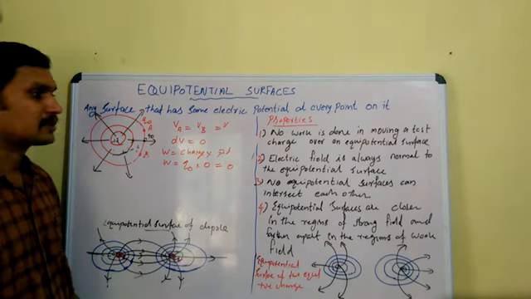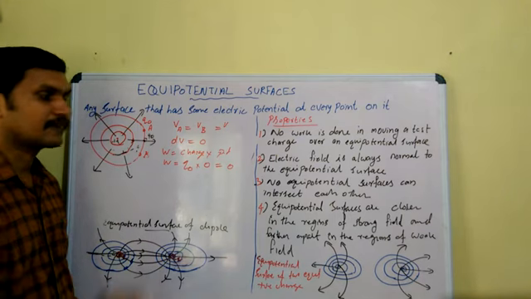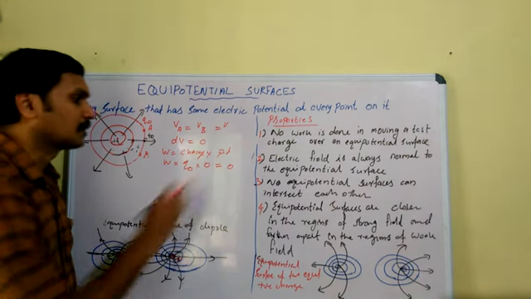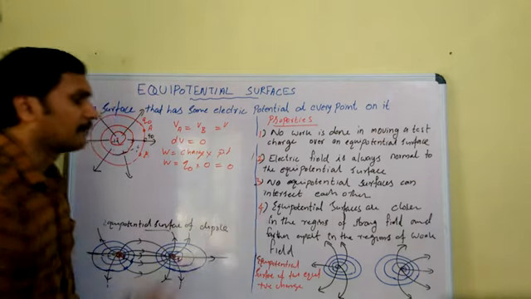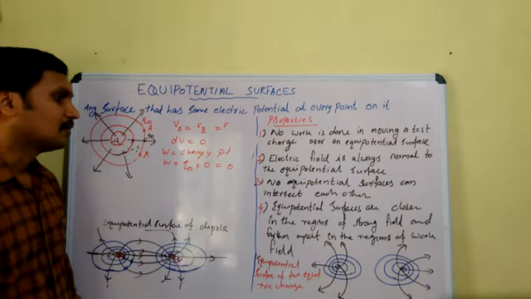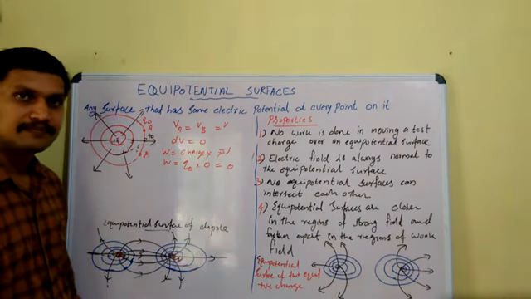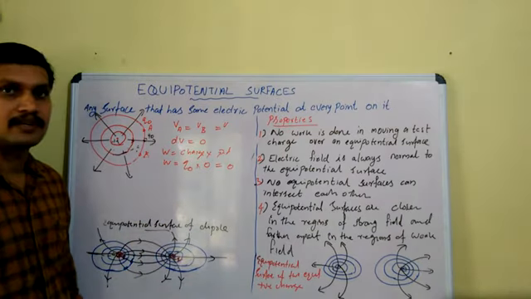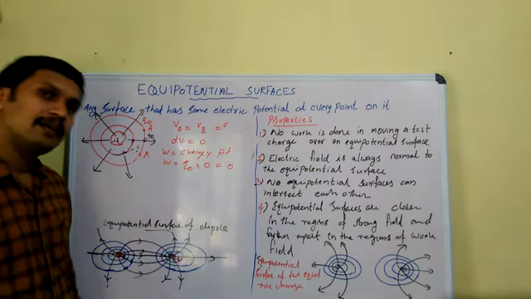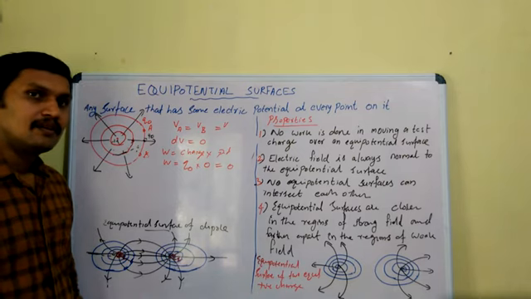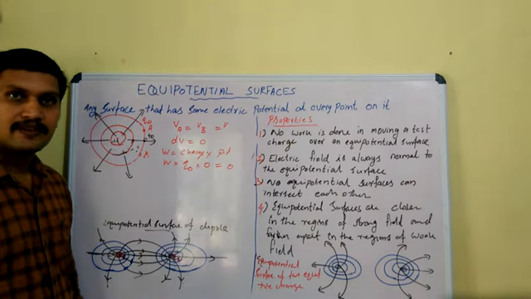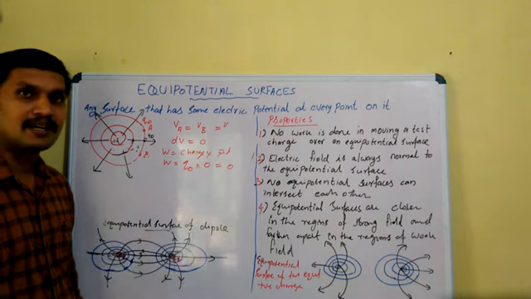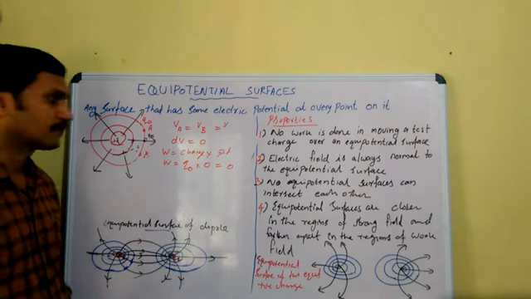The equipotential surfaces are closer in the region of strong field and further apart in the region where the field is weak. Good. These are the properties of equipotential surface. Now let us see the equipotential surfaces of different charges and charge distributions.